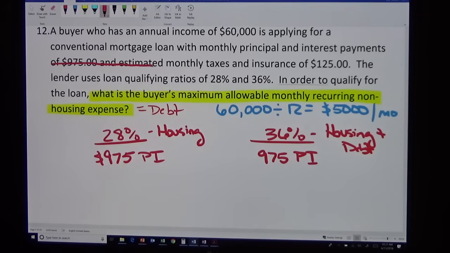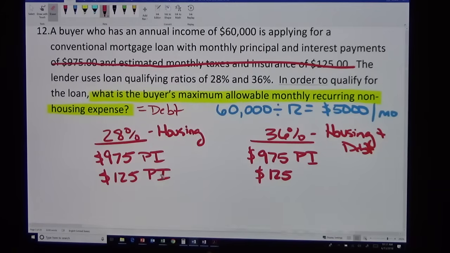And estimated monthly taxes and insurance of $125. So taxes and insurance of $125 are also a housing expense. So we're going to go here on both sides. Sorry, I put PI, but it should be taxes and insurance. It should be TI on both sides. It says the lender uses loan qualifying ratios of 28 and 36%.